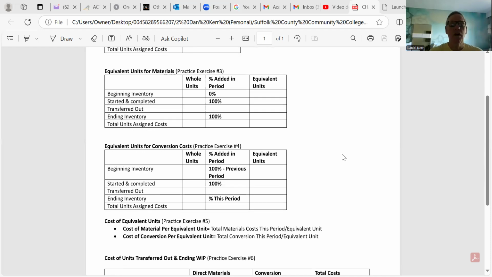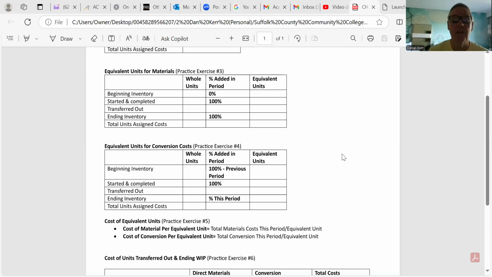Practice exercise 4 is when we did equivalent units for conversion costs. And this one is a little bit trickier than the materials and obviously trickier than whole units. So you have to ask yourself, take the number of units you had in beginning inventory, and then what you do is you multiply that by 100% minus the percent that was complete in the previous period. So if you had units that were 70% complete in the previous period, 100% minus 70 would give you 30%. So you'd multiply the whole units by 30%.